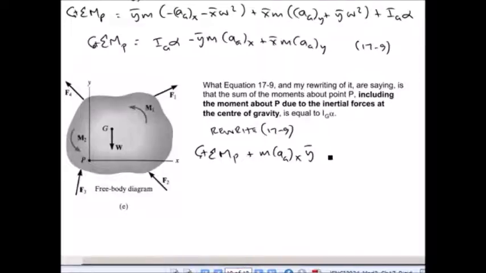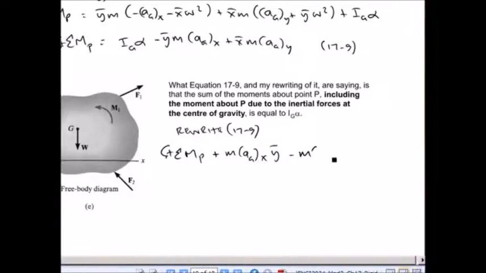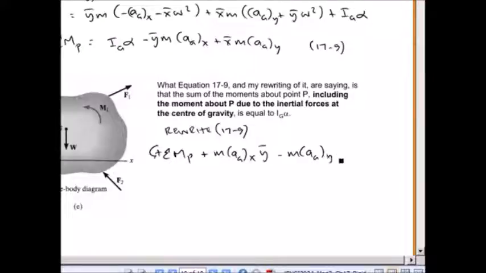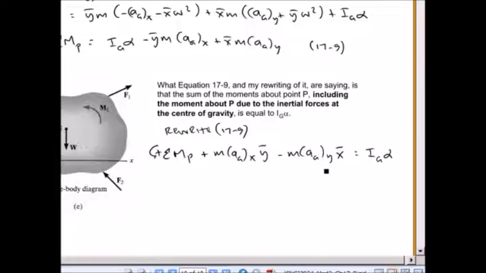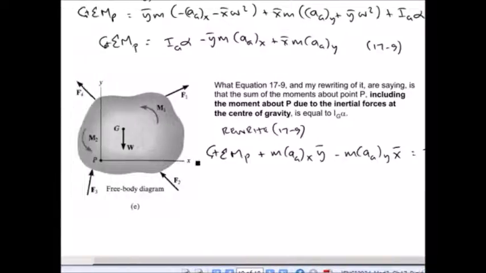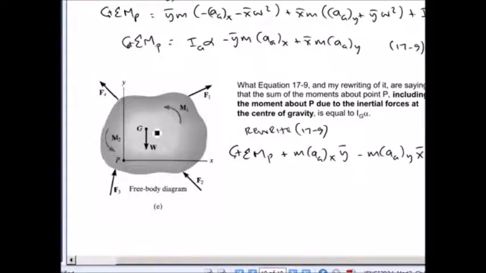The sum of the moments about P plus M ag_x y bar minus M ag_y x bar equals Ig alpha. So the sum of the moments about P doesn't equal just Ig alpha. The sum of the moments about P plus these two extra terms that appear to be moments equals Ig alpha. How can we account for these moments?